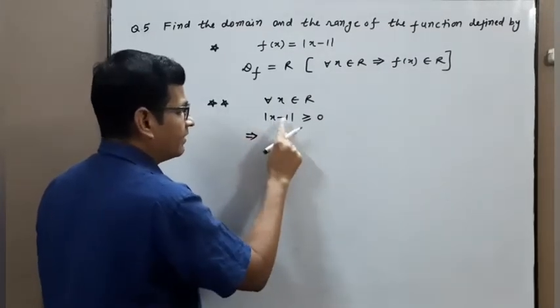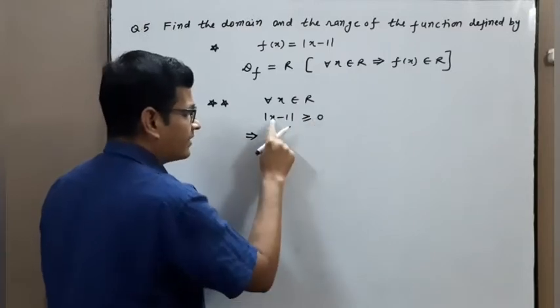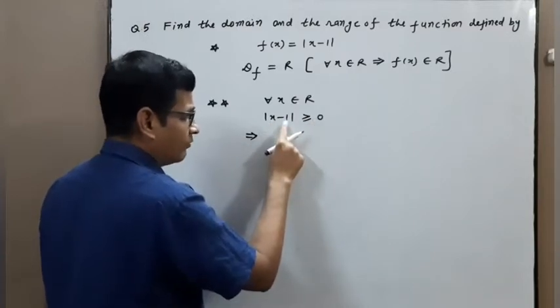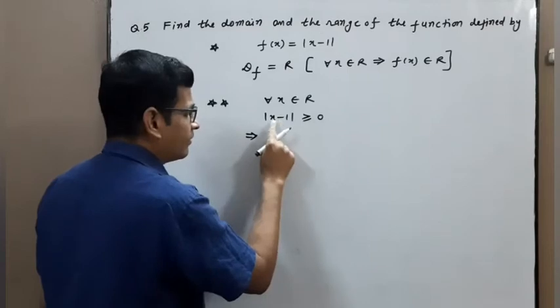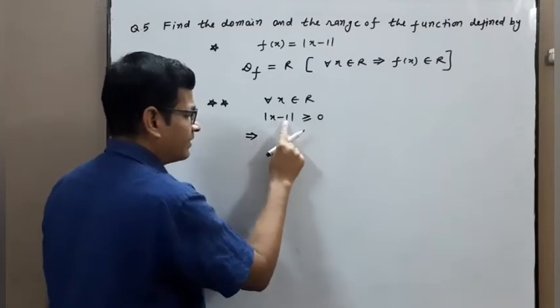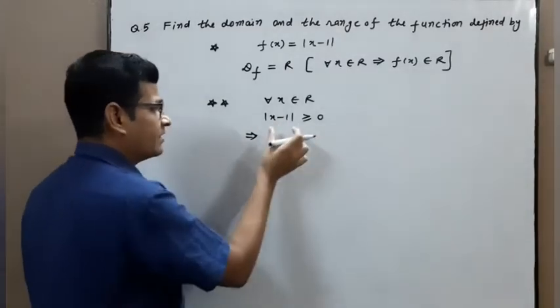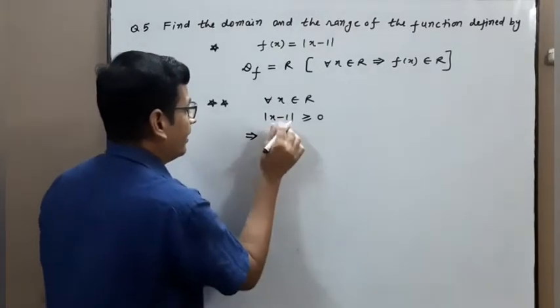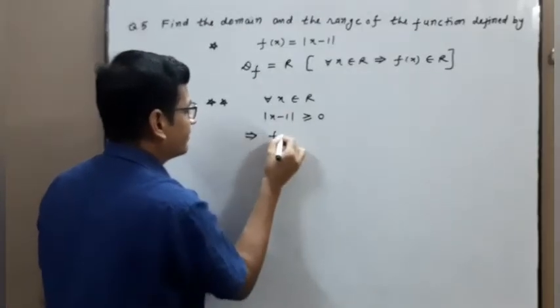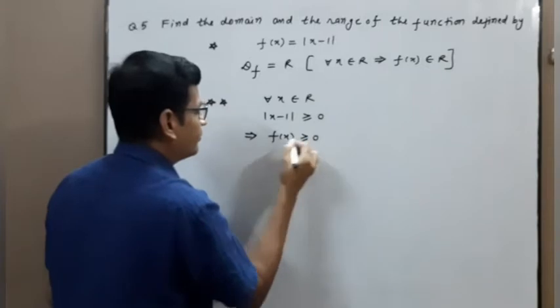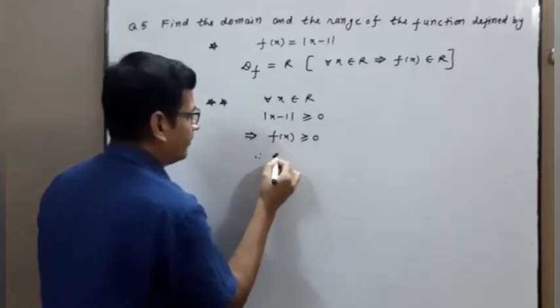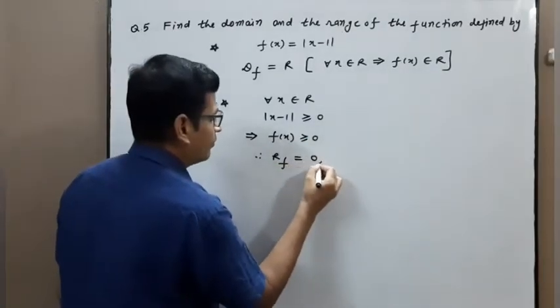If we take any value of x, mod of x minus 1 is always greater than or equal to 0. X equal to 1, we get 1 minus 1, 0. X equal to 2, 2 minus 1, 1 greater than 0. X equal to 1.5, 1.5 minus 1, 0.5 greater than 0. So this is the result. And mod of x minus 1 means f(x). So f(x) is greater than or equal to 0. Therefore range f equal to 0 to infinity.